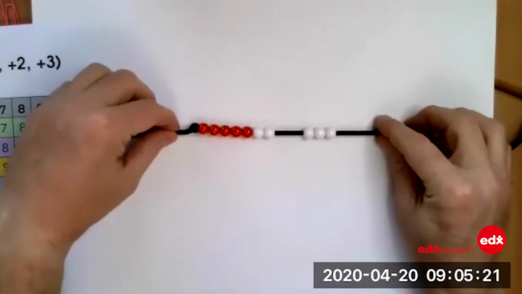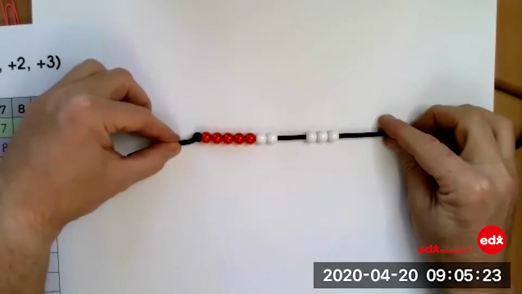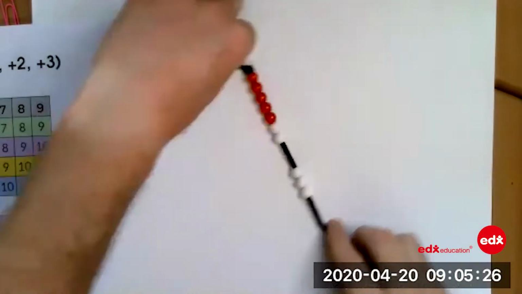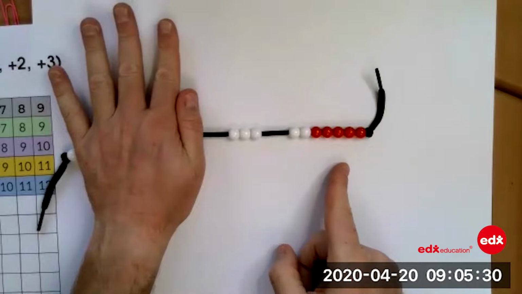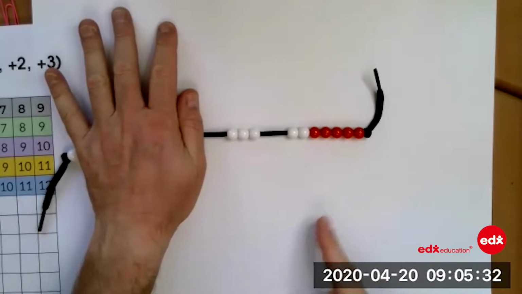In this case here, you can see it's split into 7 and 3. But if I turn that bead string around, it's split into 3 and 7, but there are still 10 beads altogether. So that's that property. What we're talking about is that turning around is the commutative property of addition. If we get that idea, then it nearly halves the number of basic addition facts that we need to learn.